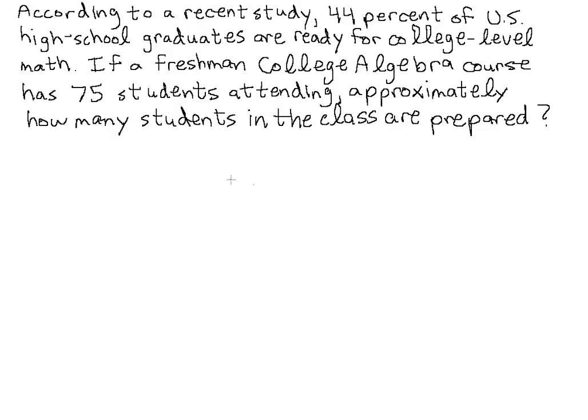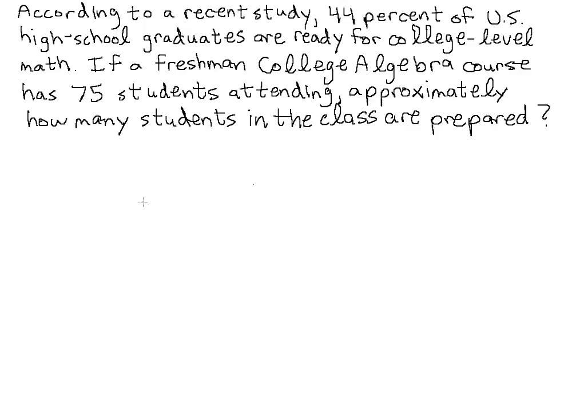Welcome back. Here we're going to take a look at an application of a proportion. We have the following problem. According to a recent study, 44% of U.S. high school graduates are ready for college-level math. If a freshman college algebra course has 75 students attending, approximately how many students in the class are prepared?